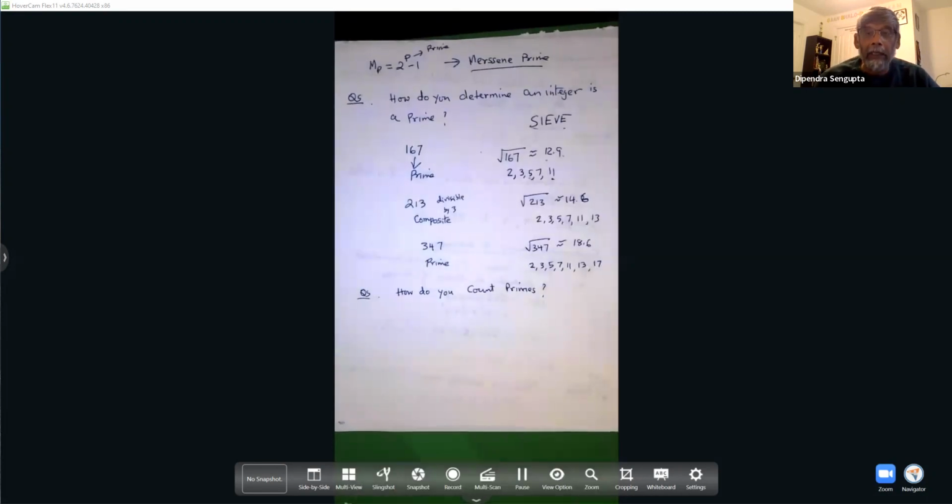As the number gets larger, your work is more. You have to take the square root, and you also have to know all the primes below that number. Then you divide the number by each one of them, and finally, if it is not divisible, then it is a prime, right?